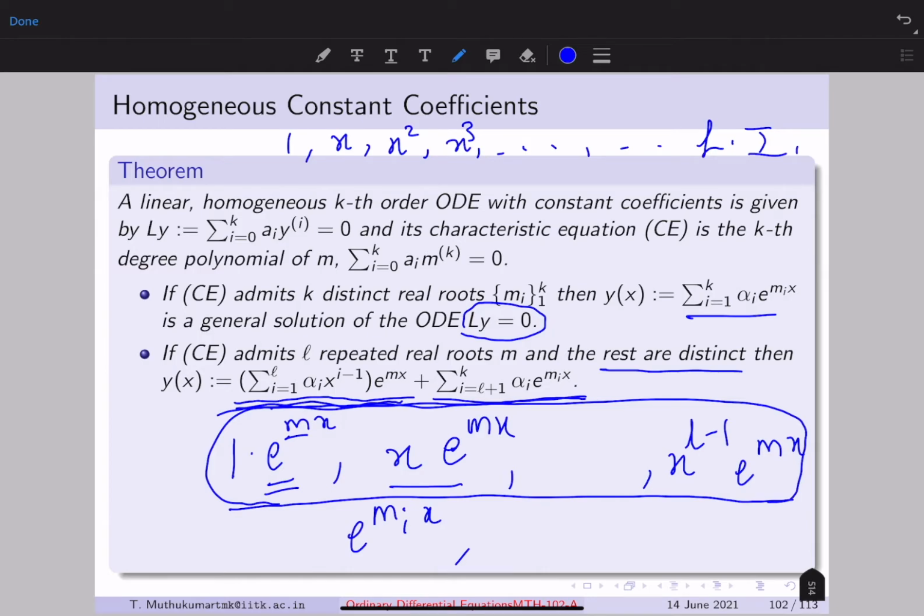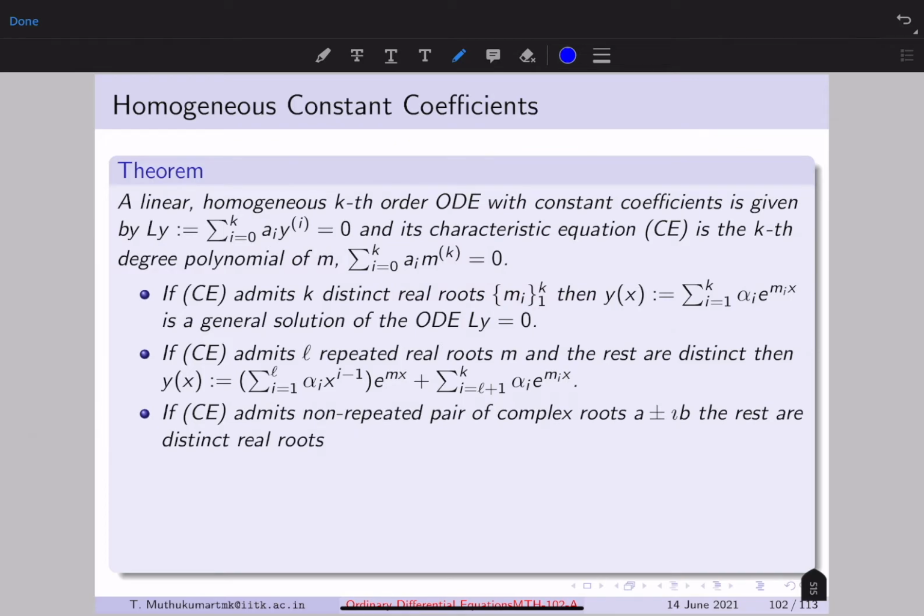Okay, so that is the general solution of this ODE in the case when some of the roots of this algebraic equation are repeated. And these are all real roots so far. So you have seen the distinct real root situation, you have seen the repeated real root situation.